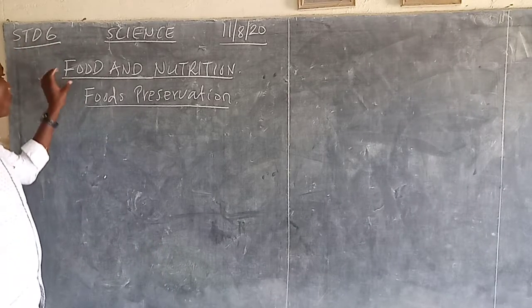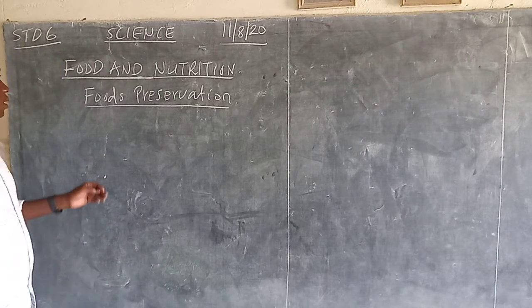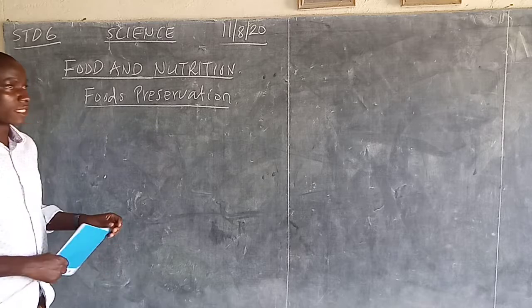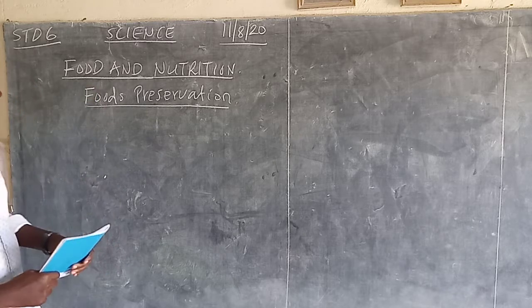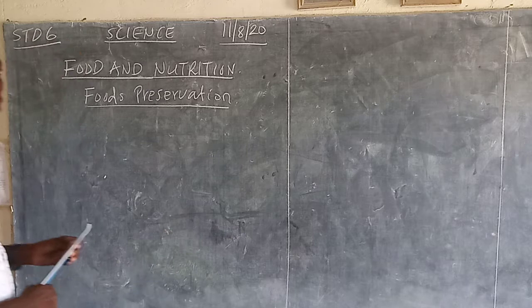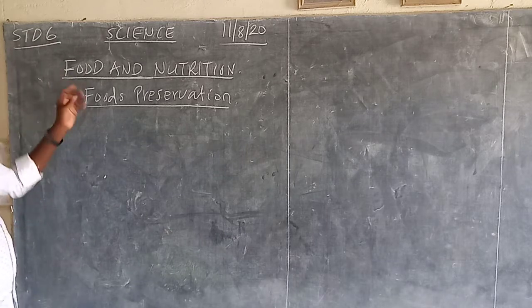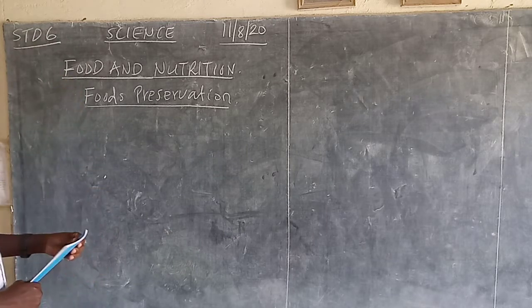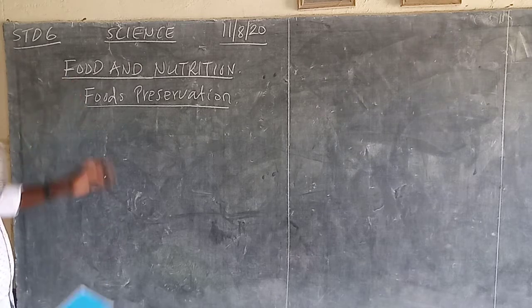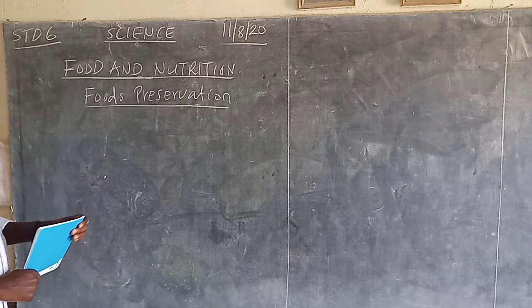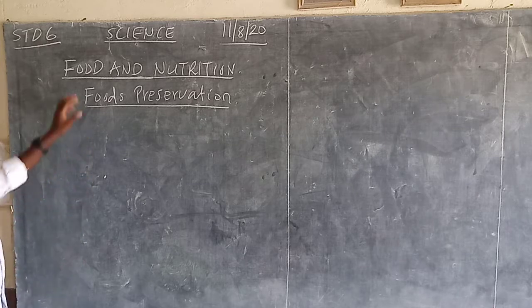And the topic is food and nutrition. The subtopic is food preservation. When we talk about food and nutrition, this has been a topic all the way from class 4, where we were discussing the food groups. And in class 5 again, we talked about the food groups and deficiency diseases, the diseases caused due to the lack of certain foods in our bodies.